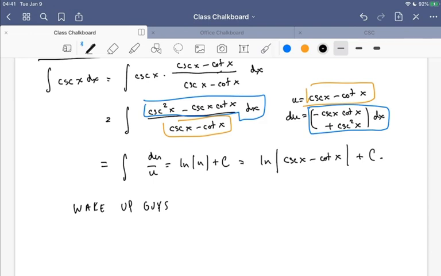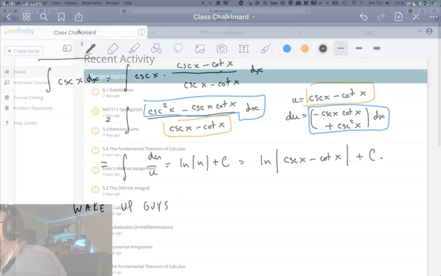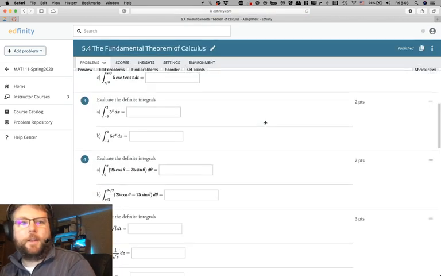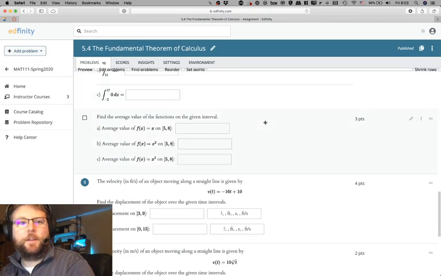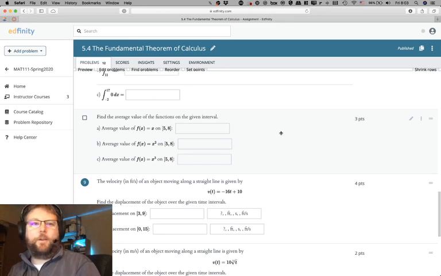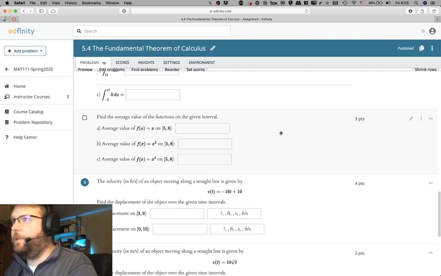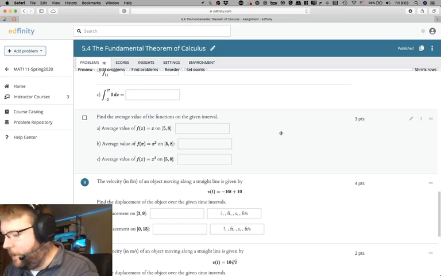5.4 question number 8. So let us go over to the computer and look at 5.4 and see what question number 8 is. Find the average value of the functions on the given interval. Got it. Okay, so let's remind ourselves what average value is, first off.